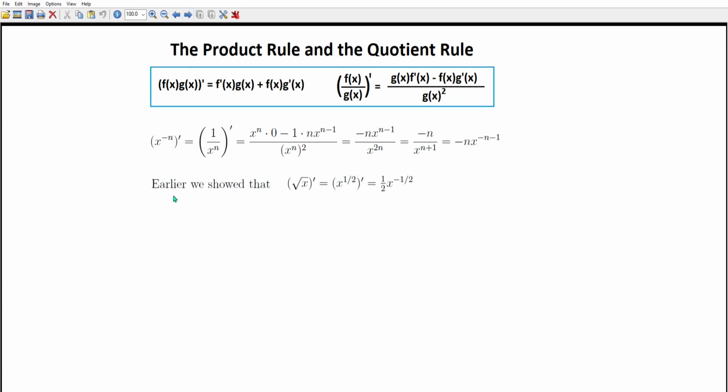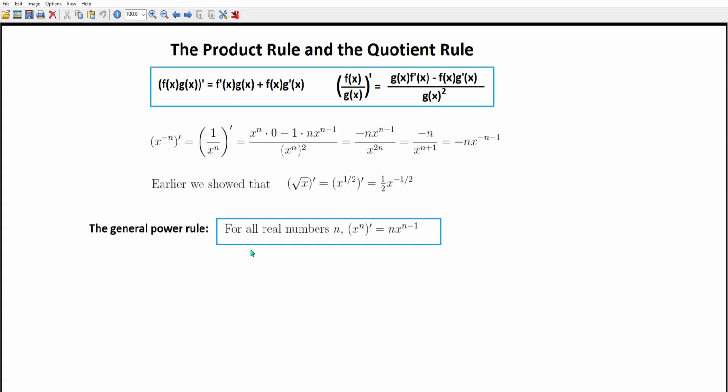We actually also calculated earlier the derivative of the square root of x, which I'm writing now as x to the 1/2. And what we got as an answer was 1/2 x to the minus 1/2. And if you look at that, the power rule works here too. This is not an accident. The power rule works for all real numbers. So no matter what your exponent is in x to the n, the derivative of x to the n is nx to the n minus 1.